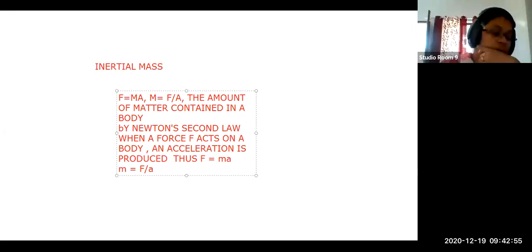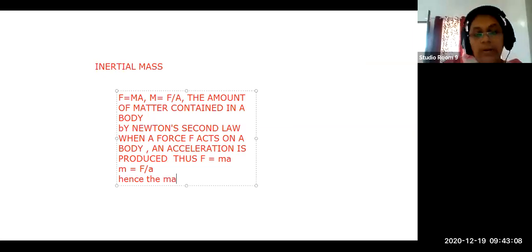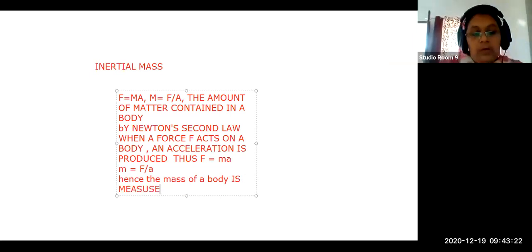Okay. Then below that you write, hence the mass of a body or an object, a particle, hence the mass of a body is measured in this manner. It is known as inertial mass.